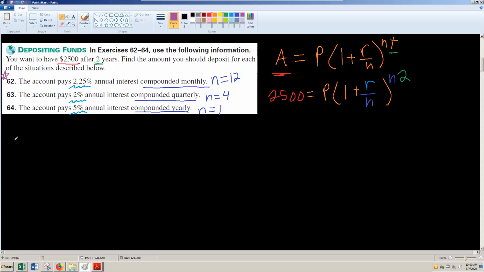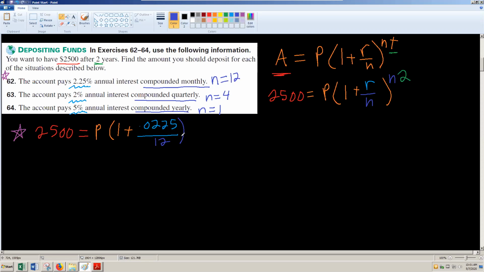So what that means is that this one is going to look like 2,500 is going to equal, I don't know what that p value is. That's the thing I'm trying to solve for. 1 plus, here my r value is 0.0225. Anytime I want to go from a percentage to its decimal, I can always just divide it by 100. So if I did 2.25 divided by 100, I get 0.0225. And then that's going to be divided by n here, which is 12.